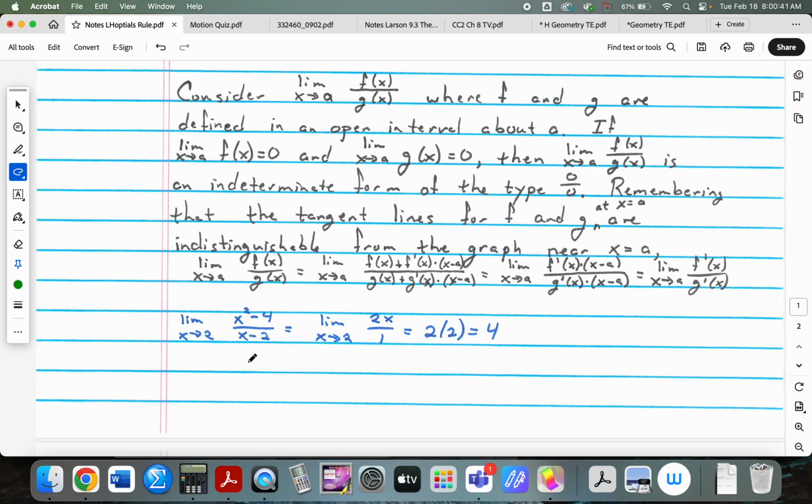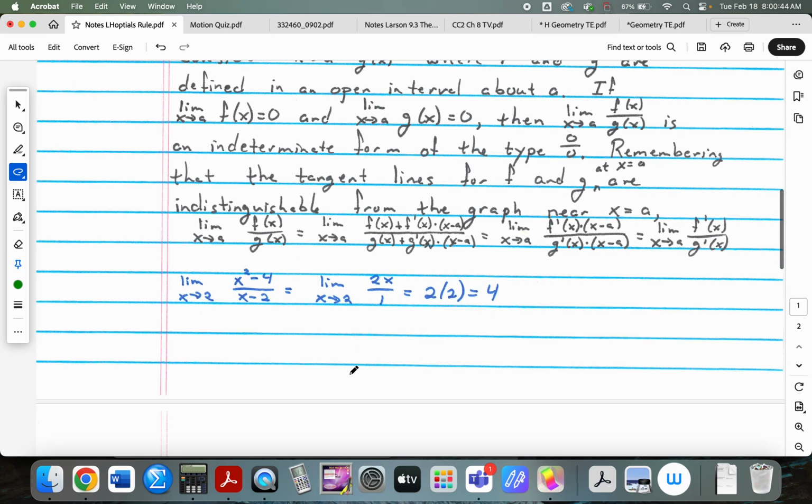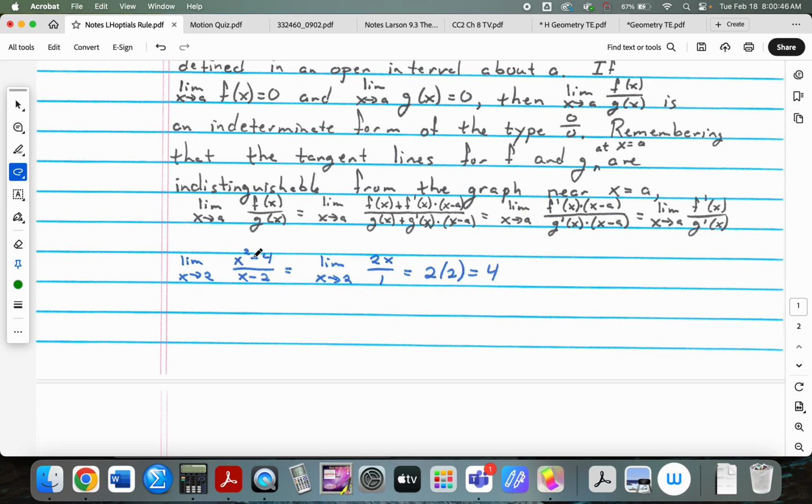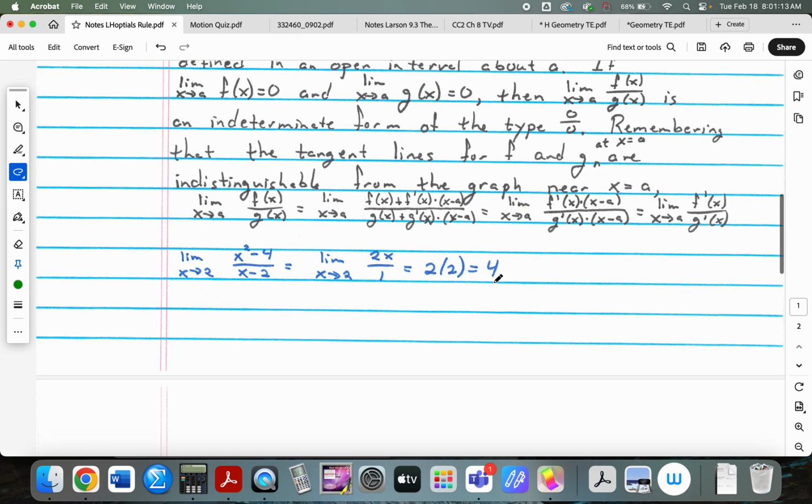So what we can do is the limit as x approaches 2 of x squared minus 4 over x minus 2, which is the one we did previously. Since both the numerator and the denominator go to 0, we simply take the derivative of both, 2x and 1, and evaluate it as x approaches 2, and we get exactly the same answer without having to do any algebra to it. So this is the idea behind L'Hopital's rule.